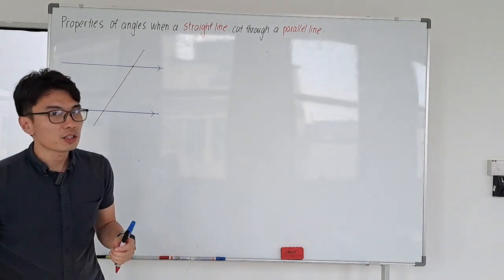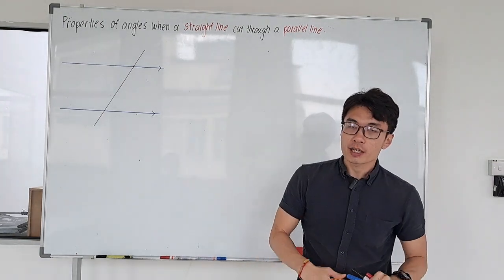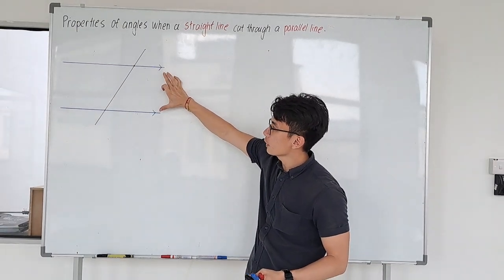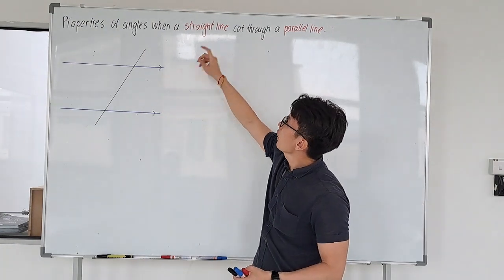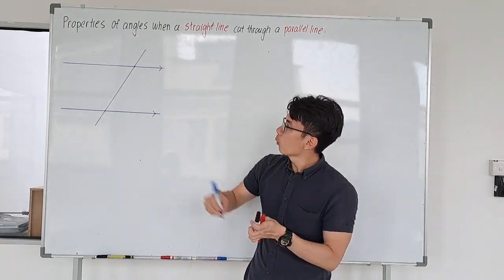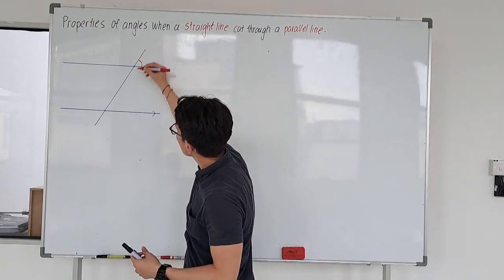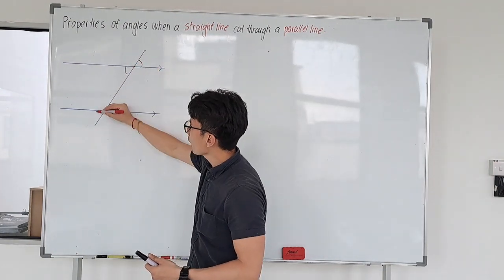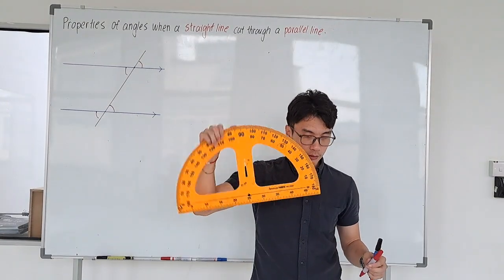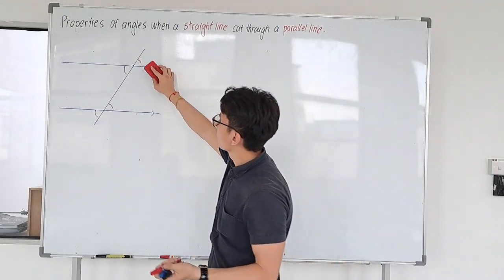Okay, so for today, we are going to talk about the properties of an angle when a straight line cuts through parallel lines. In this example, you see that I have the parallel lines, represented by the blue color, and I have a straight line that cuts through these parallel lines. And what does this give me? It's a bunch of angles. We can see there are angles here, there are angles here, and many more angles. If you measure them out with your protractor, you will notice something very interesting here. So let's go through this.